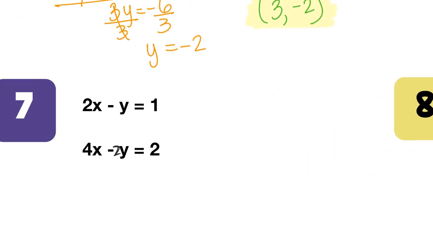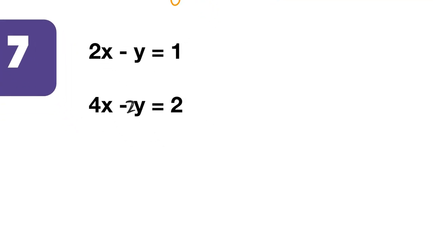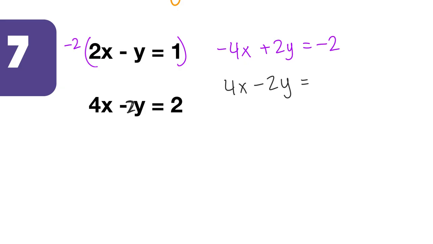All right, looking at number 7, we did make a little change right there. There is a 2 next to that y. So solving this one, looking at it, I don't have opposite signs. So for this one, I want to change the top to try and get a positive 2 in front of that y to cancel it out. So that means I'm multiplying by negative 2. What am I going to have? Negative 4x plus 2y equals negative 2. And then my bottom is staying the same, 4x minus 2y equals positive 2.